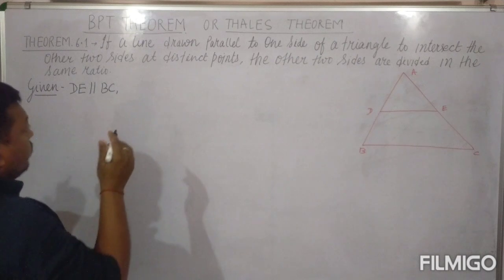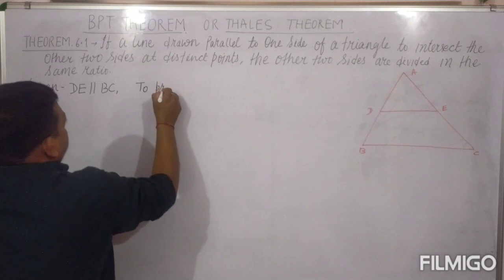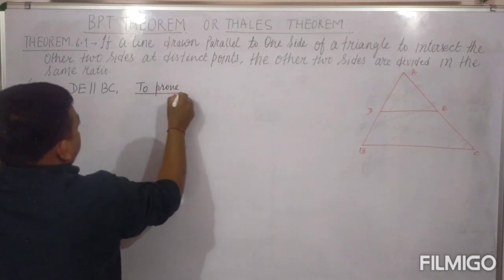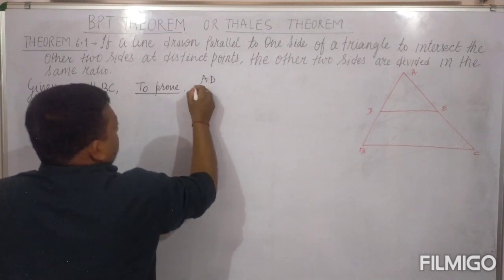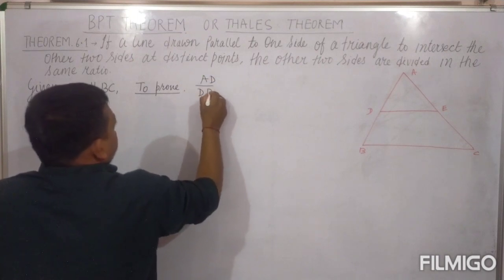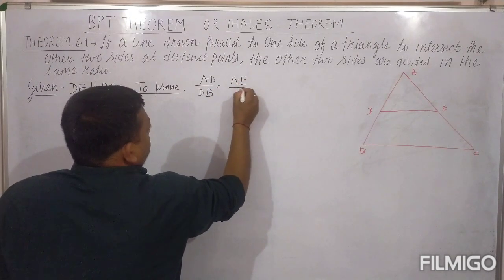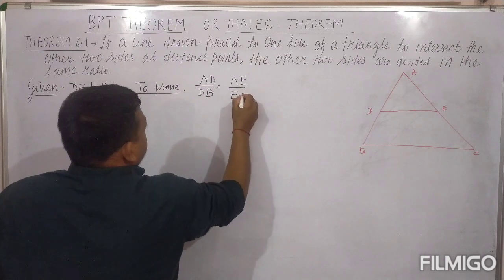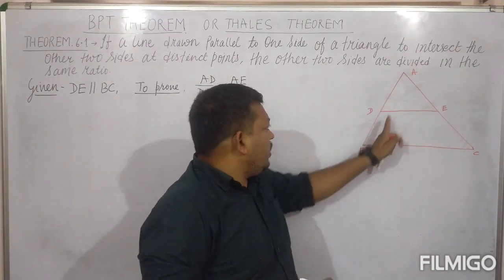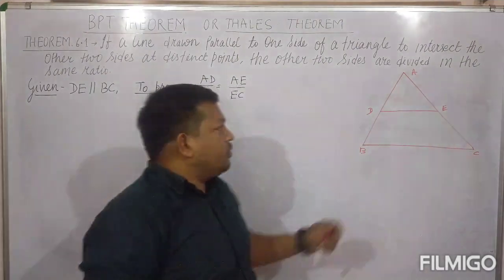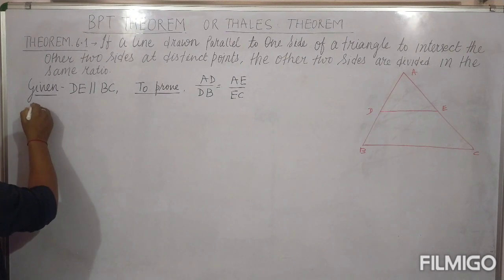And what we have to prove? We have to prove that AD by DB equals AE by EC. These are the things we have to prove: AD by DB and AE by EC. We have to prove this ratio. So let us do some construction.